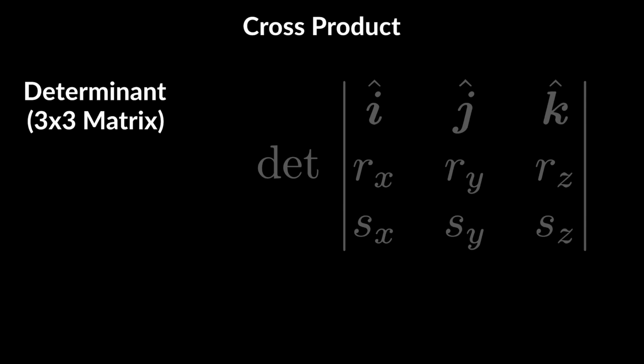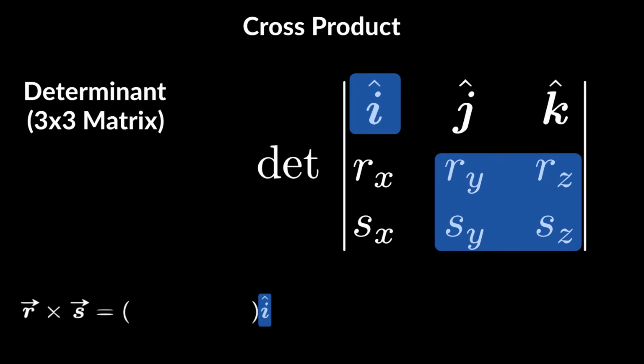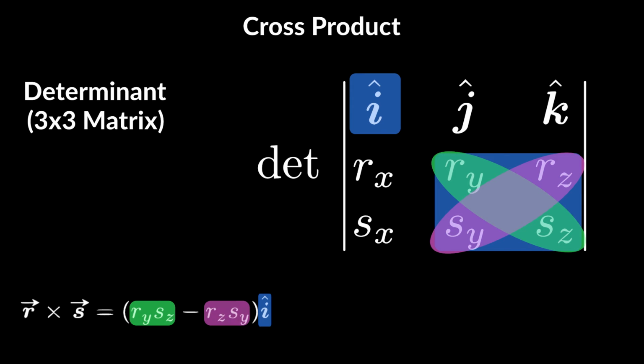Now we're going to move on and talk about the determinant of a 3x3 matrix, which is a mathematical tool we're going to use to calculate the cross product. In this case, the product of r cross s. Notice that the top row of this new matrix is comprised of unit vectors and the bottom 2 rows of our usual vectors r and s. To find the ith component, we simply find the 2x2 determinant of the components which are not underneath that unit vector.